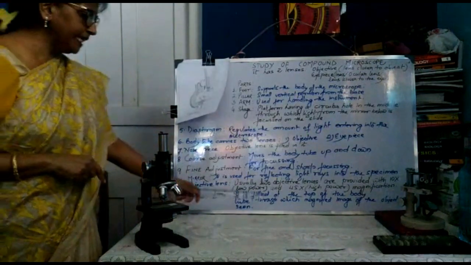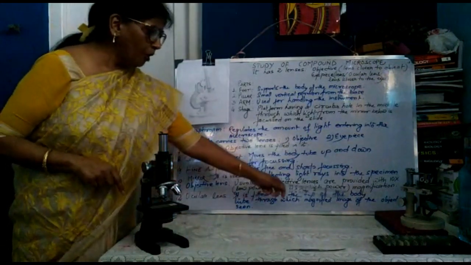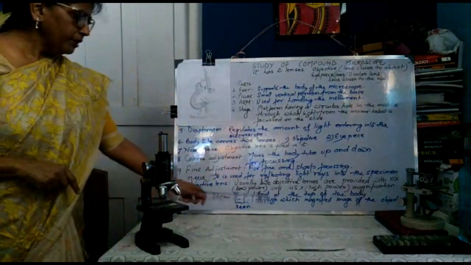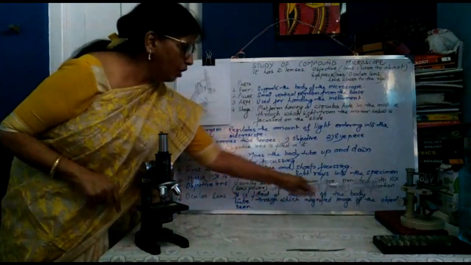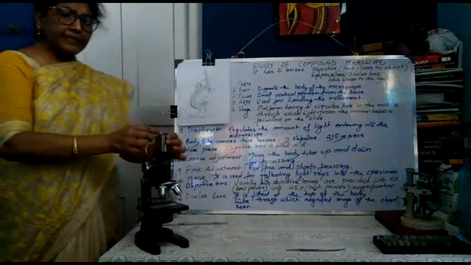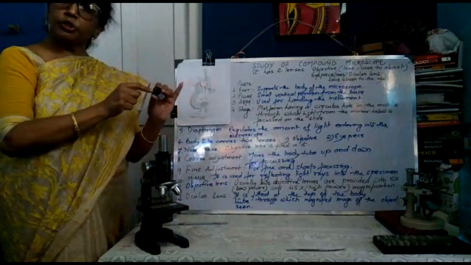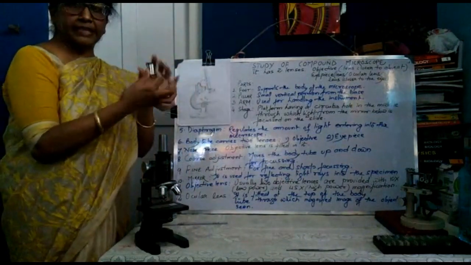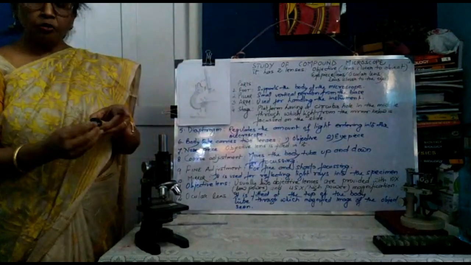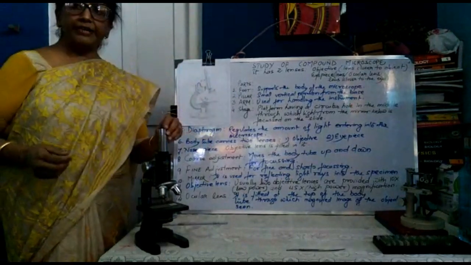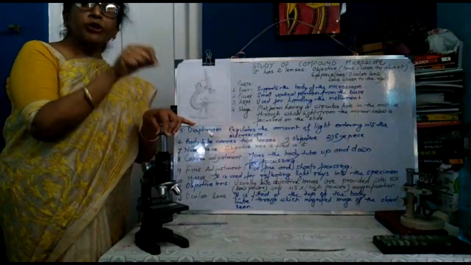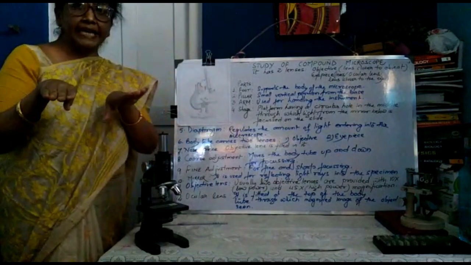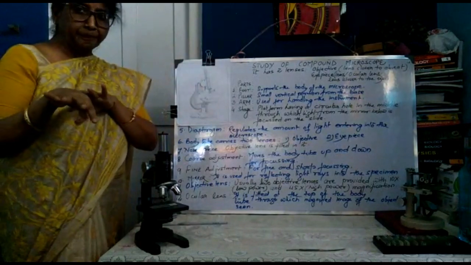Then the ocular lens is fitted at the top of the body tube, through which the magnified image of the object is seen. This is the ocular lens, also called the eyepiece lens, because this is the eyepiece. There is one pointer over here. We use this pointer by focusing on a specific chromosome in this stage for identification.